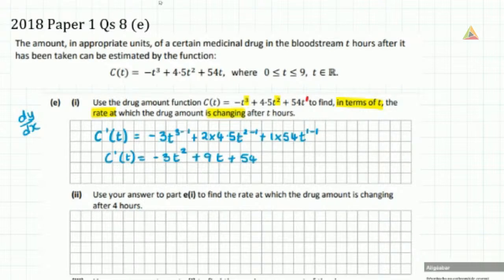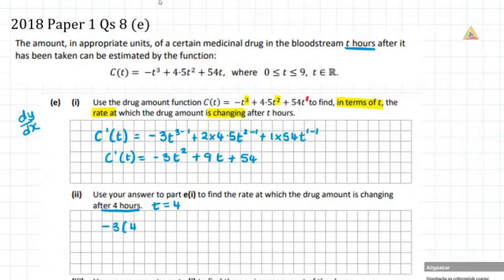Part 2 of this part E, part of the 2018 question, says use your answer to find the rate at which the drug amount is changing after 4 hours. So this was like with our 4 seconds in the camogie question. T is equal to 4 because this time t is in hours. So this is just sub in 4 everywhere we have a t. So minus 3 times 4 squared plus 9 times 4 plus 54, and when we put that into our calculator, we get 42. So our answer from our calculator is 42.